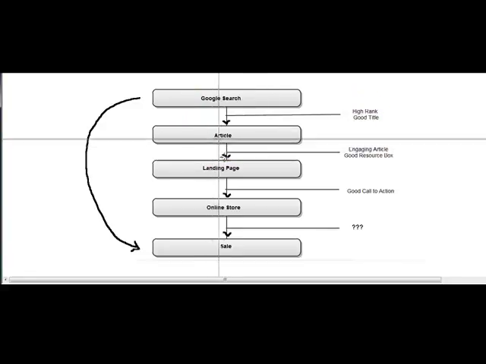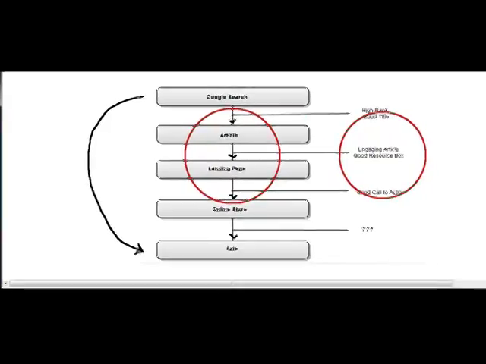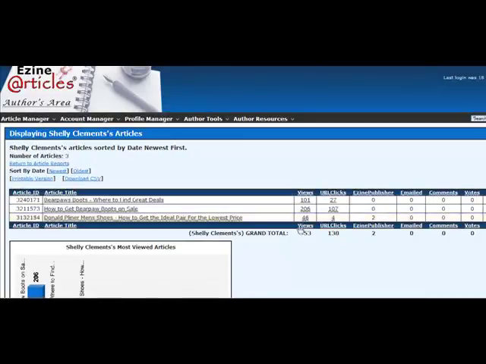Step number 2 is all about getting people from your article to your landing page on Blogger. The way to increase that number is to have an engaging article that's interesting to read and a good resource box that makes people want to click. Now in order to see how many people are going from our article to our landing page, we simply go back to EzineArticles and look at the number of views and the number of URL clicks.